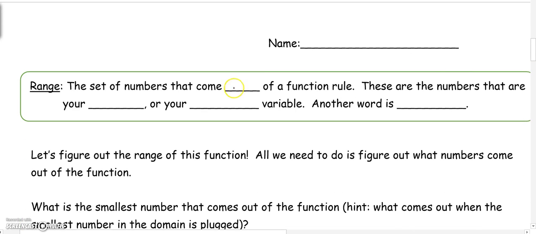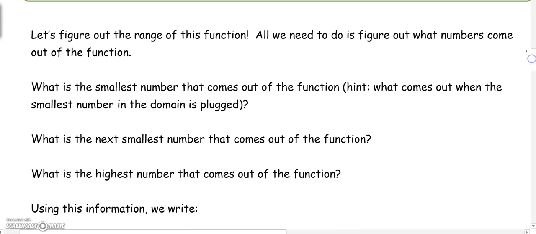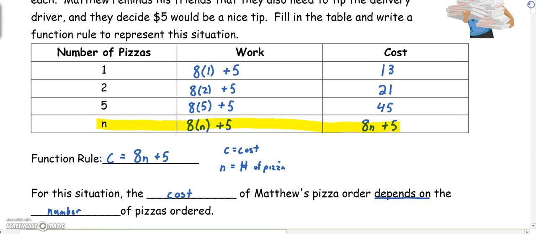Range is the set of numbers that come out of a function. These are the numbers that we get for the y, or they are our dependent variable. Another word for range is our output. So thinking about this, what's the smallest number we get out? Well, if we're ordering pizzas, we said 1 pizza, the smallest cost was $13, which we got from our table right here. This was the smallest number.